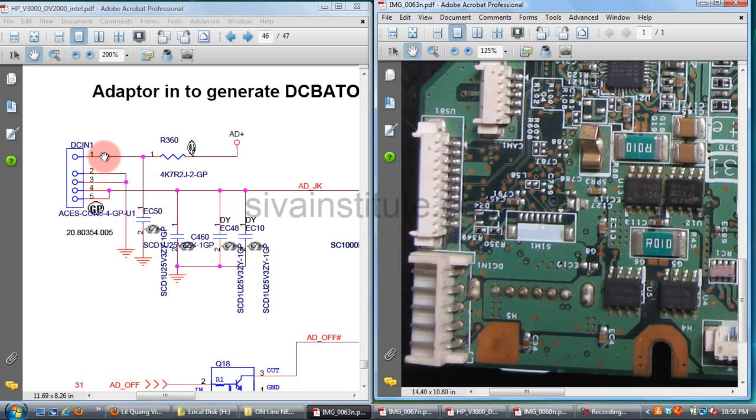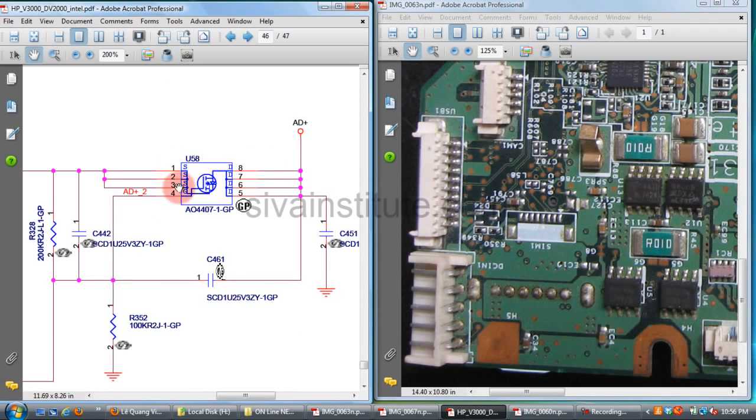This is the DC in jack. This is the adapter jack. Pin numbers 1, 2, 3, 4, 5. Pins 1, 2, 3 are ground, and pins 4, 5 are supply pins. When you connect the adapter to these pins, this positive voltage comes out from these pins to this track, to U58 pins 1, 2, 3.